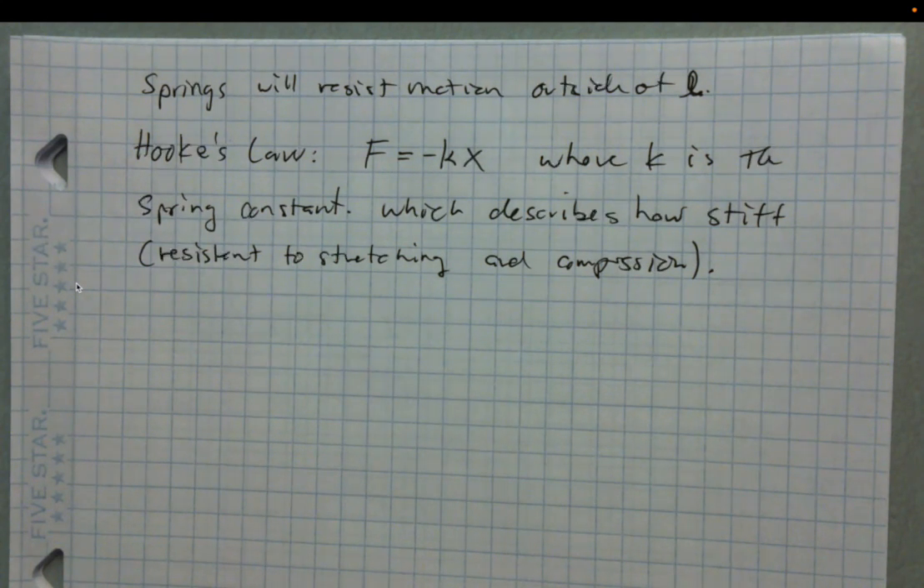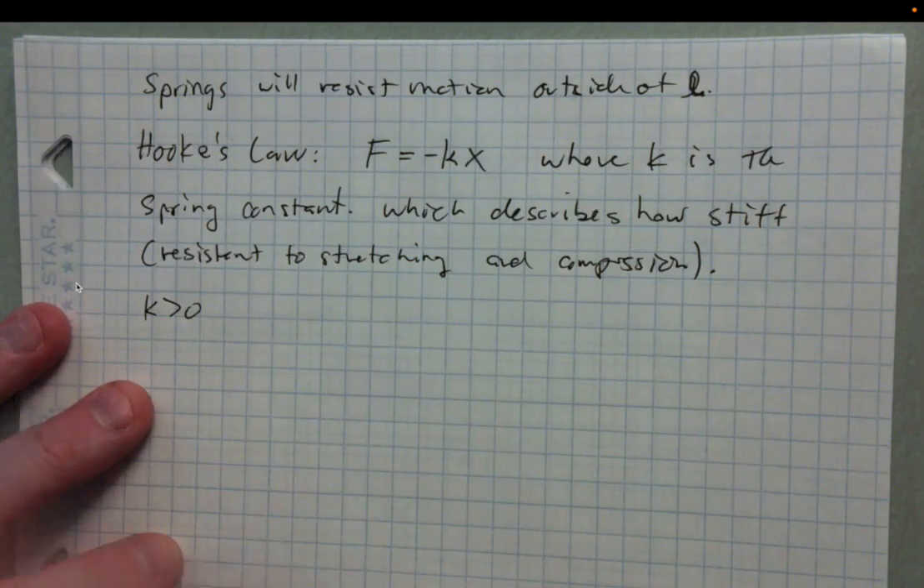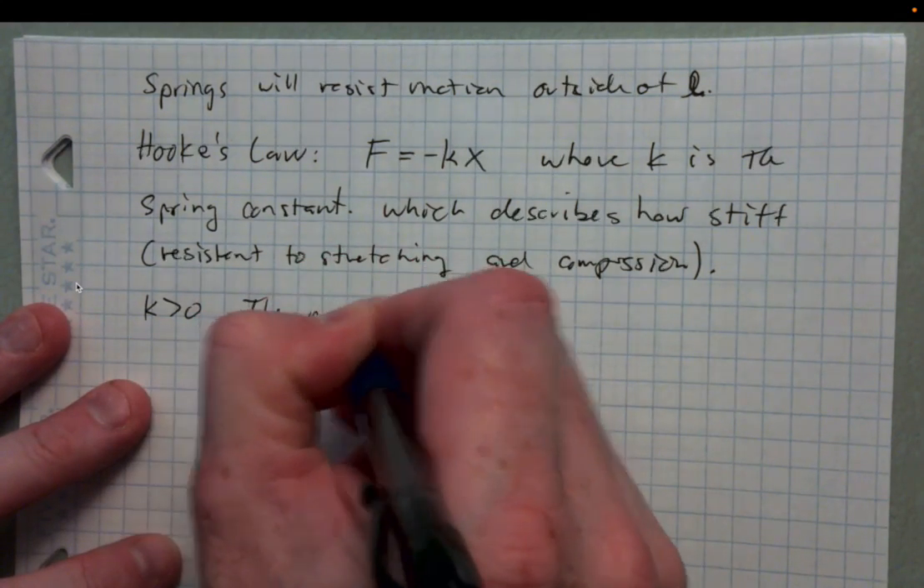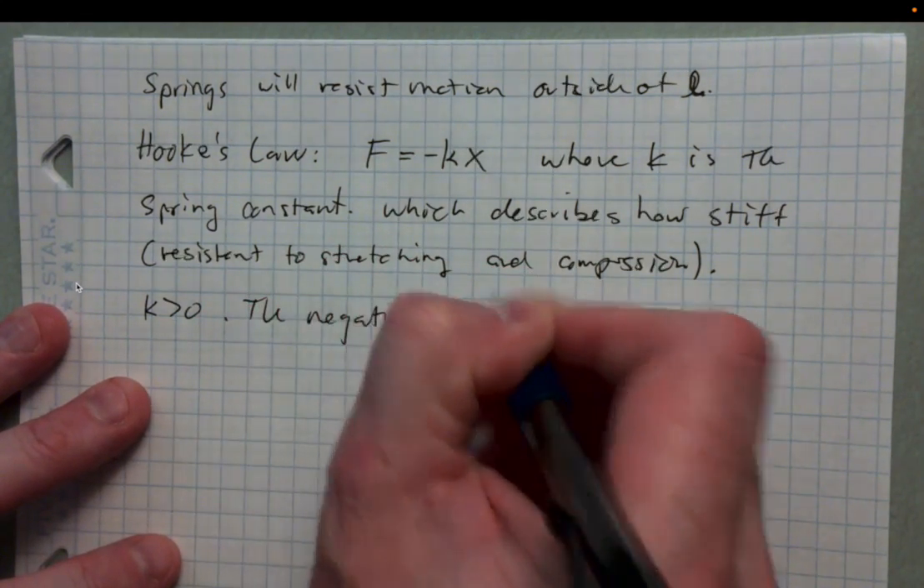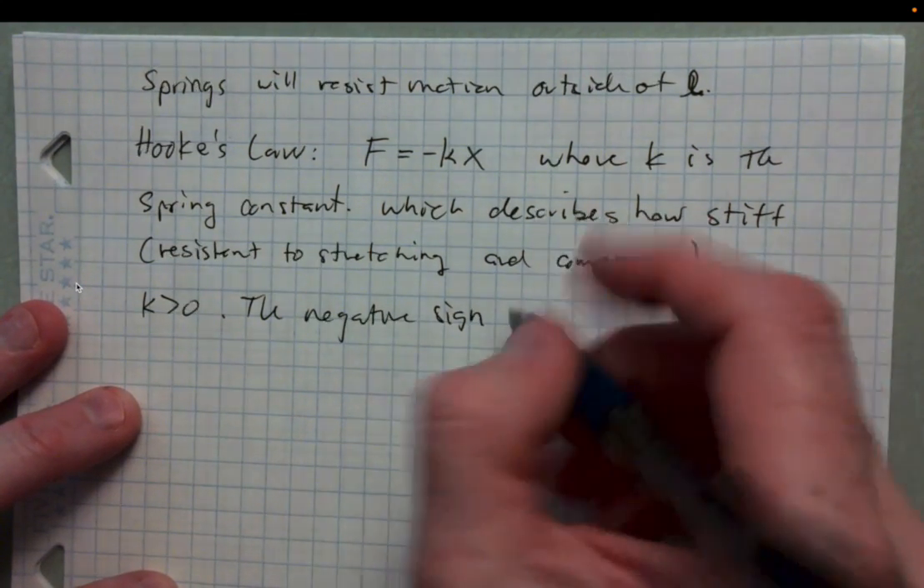Other kinds of springs, like in the ballpoint pens that you use, are very small springs. You can compress the spring with relative ease, and so they have a very small spring constant. The other thing to note is that K itself is always greater than 0. The negative sign indicates that the force is always opposite the displacement.